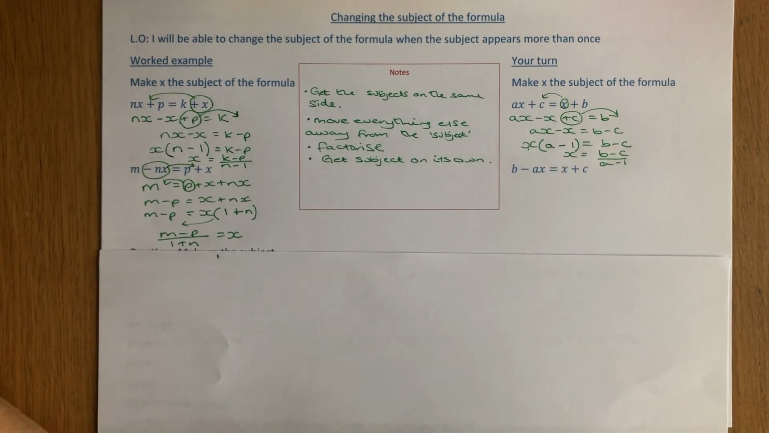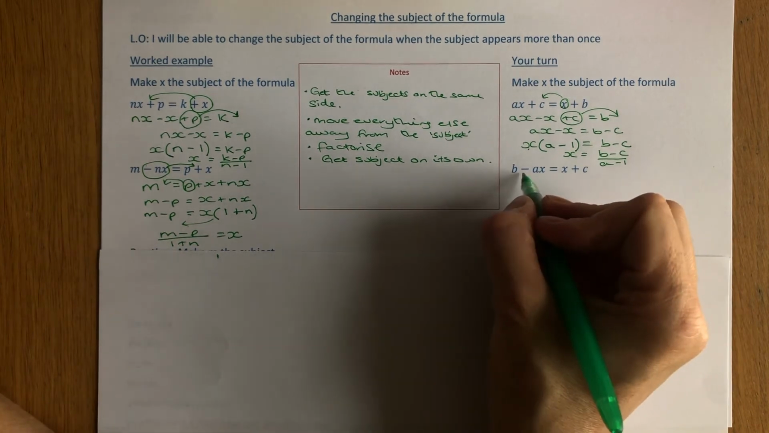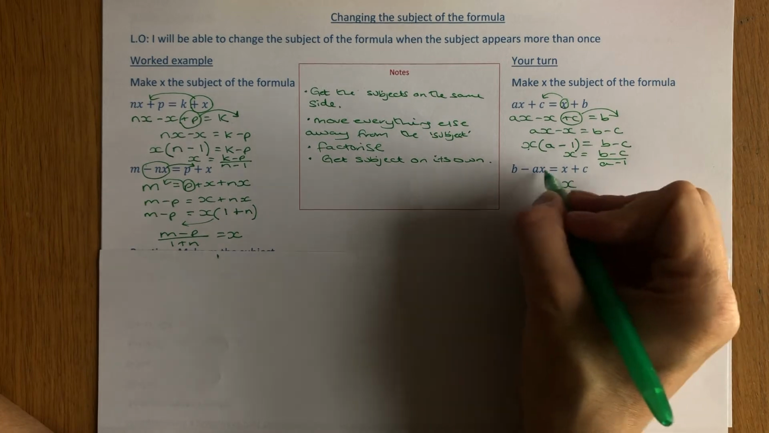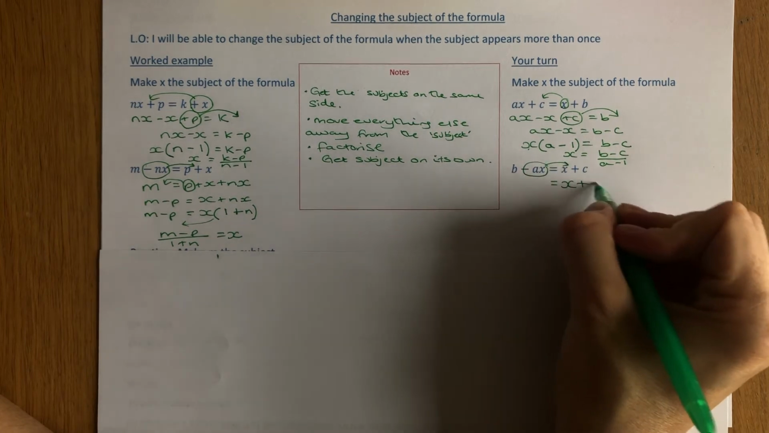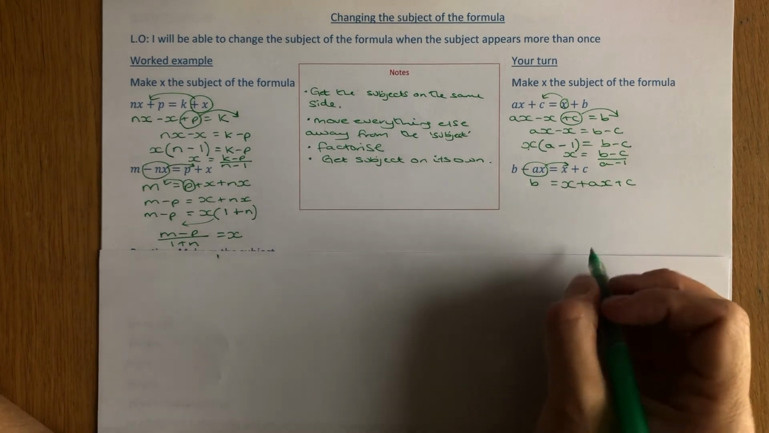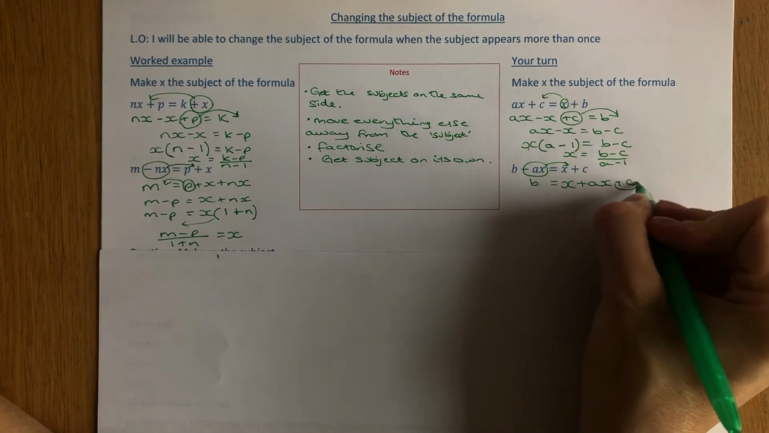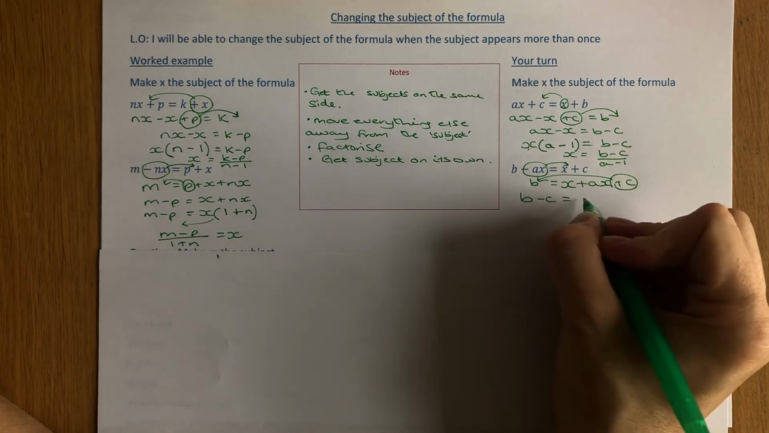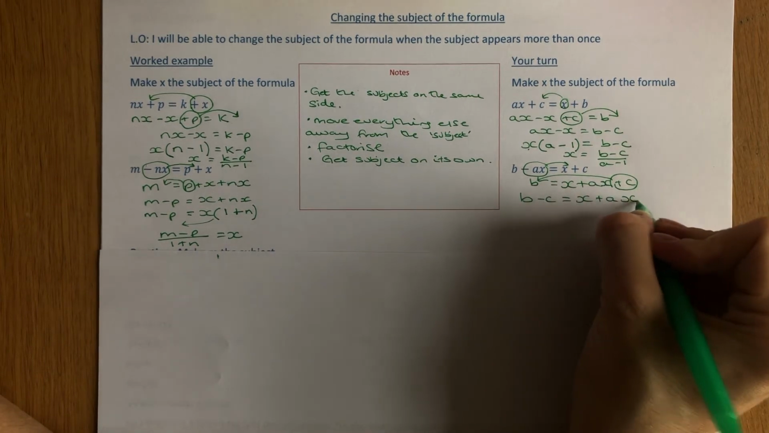And you are done. Next one then, we've got a negative X here, so we're going to group them all on this side so they're positive. So that comes over here and becomes plus AX. And you've got the C. B is left on that side. Move everything away from the X's. So I get B minus C equals X add AX.